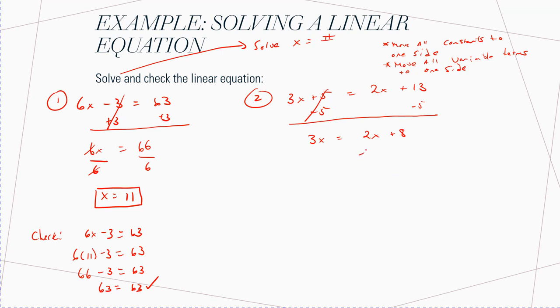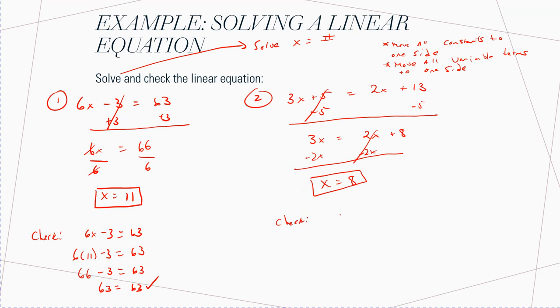So what I'm going to do is subtract 2x. I'm going to move the 2x over to the left-hand side. So this is gone. And 3x minus 2x, that just gets me 1x, or x. And x is equal to 8. And look, you can check this too.